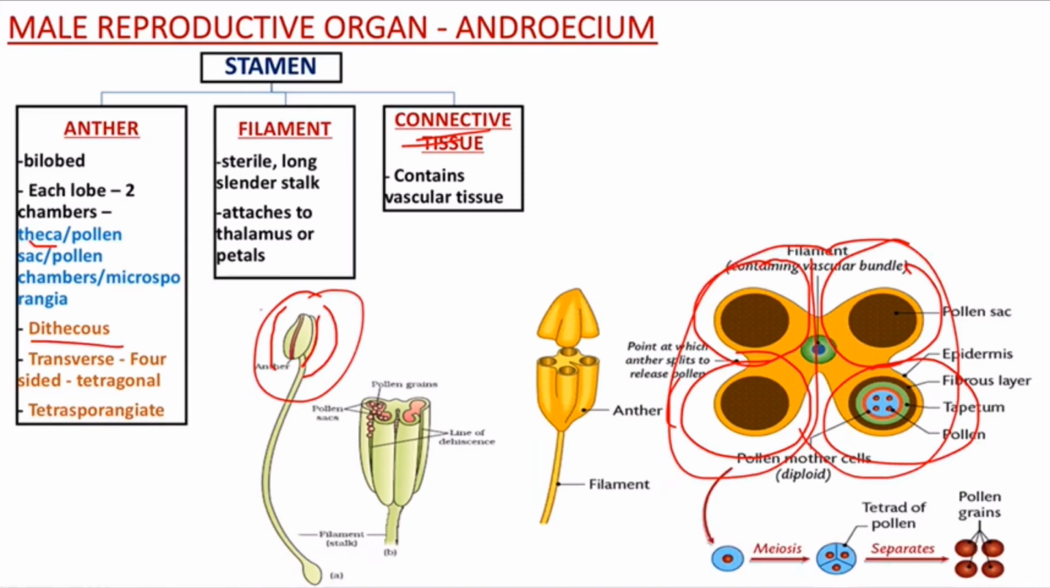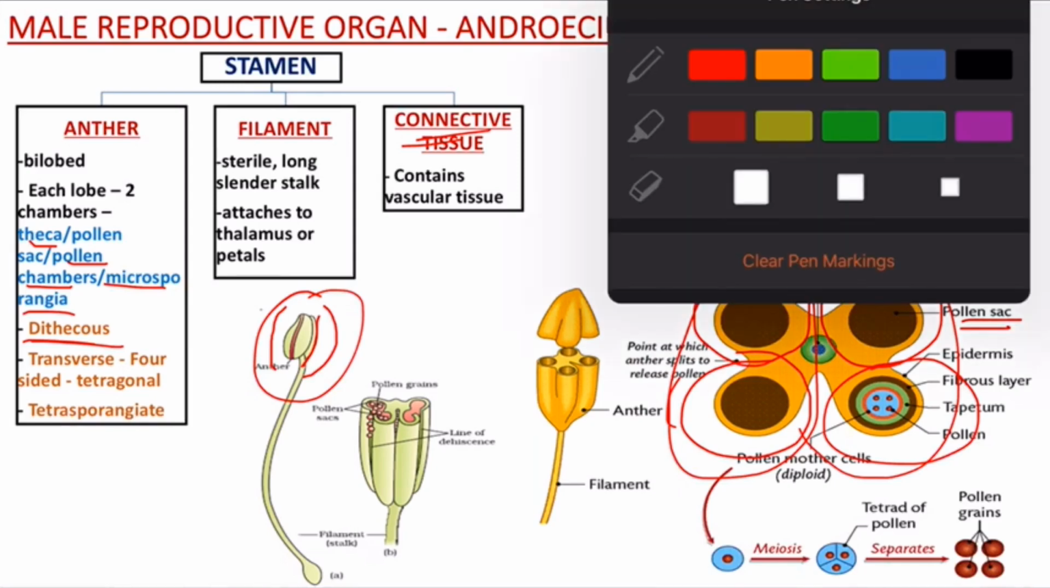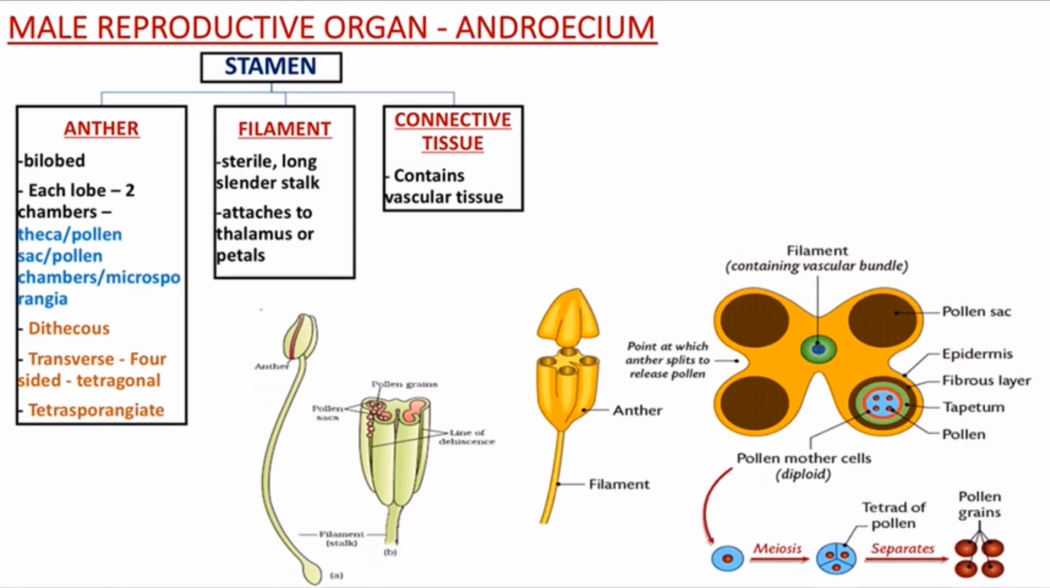As there are two theca, we also say it is dithecous, right? Now this theca can also be known as a pollen sac. It can also be known as pollen chambers. It can also be known as what? Microsporangia. So these are the different names of theca, right? Now if we cut this longitudinally, you can see there are two grooves in it, right?